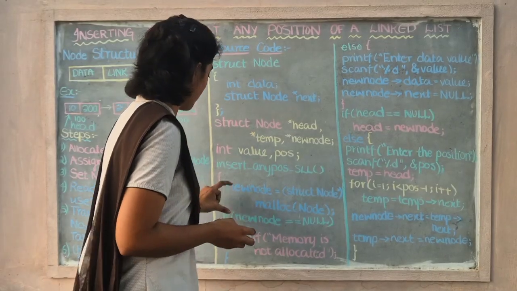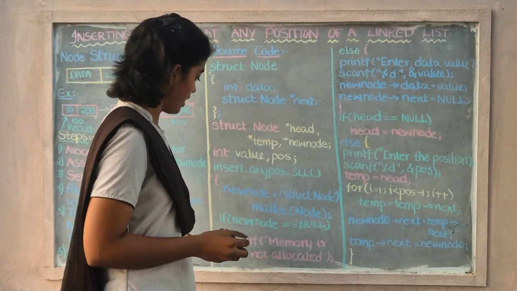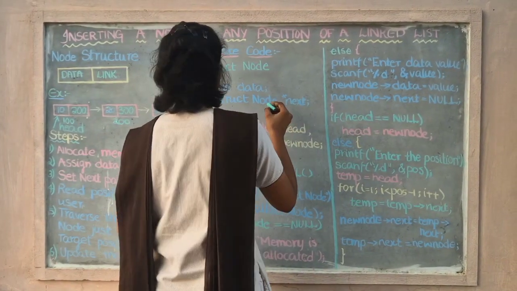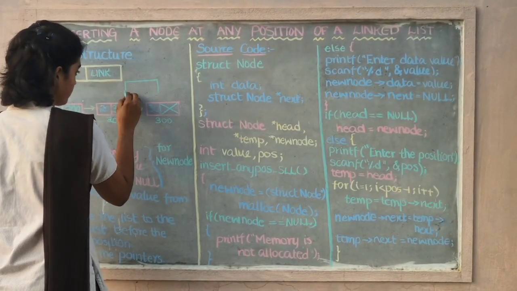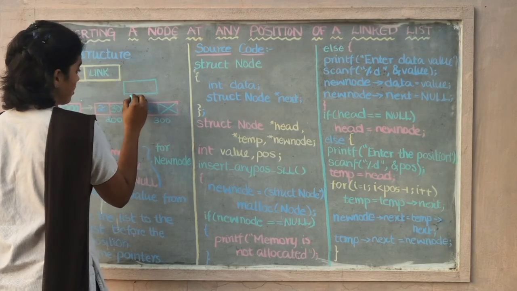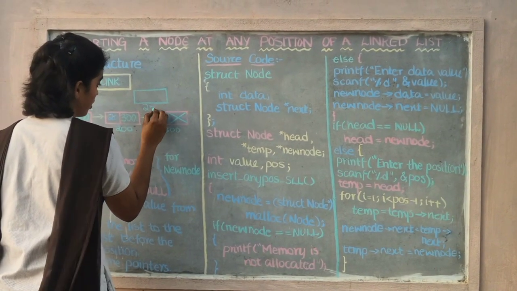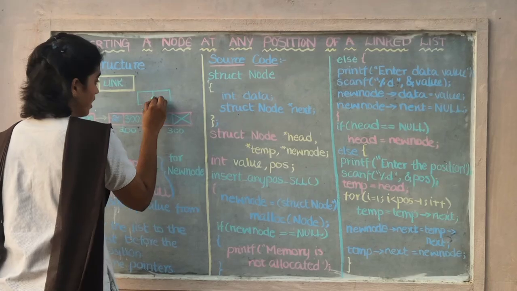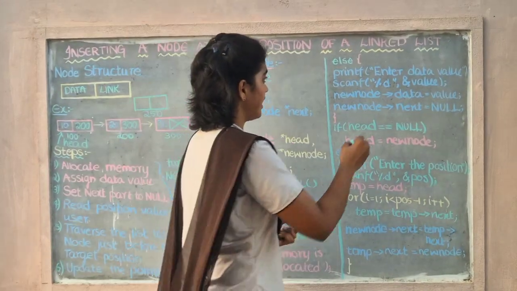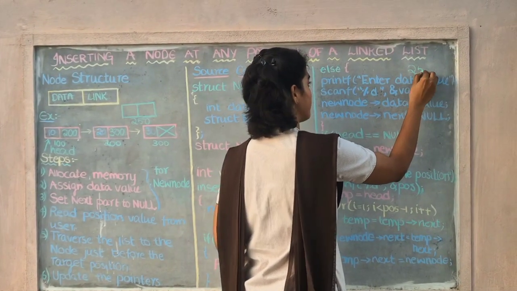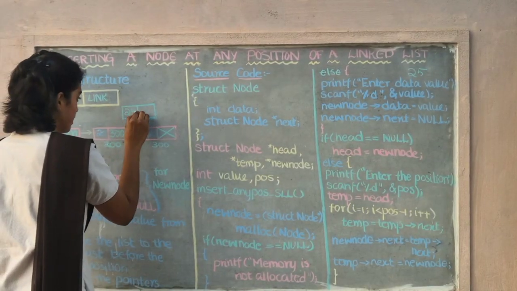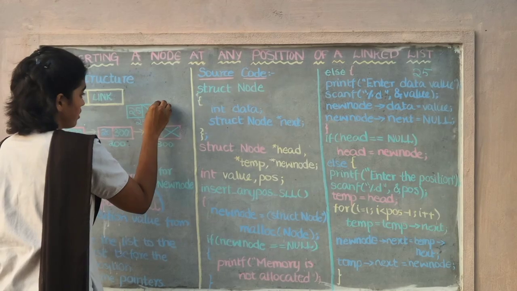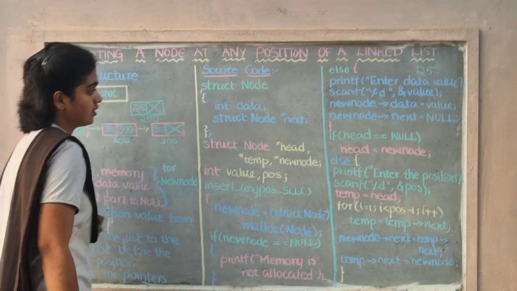For example, here memory is allocated successfully, then a new node is created. I'm assuming that this new node is stored at memory location 250. If I have given the data value as 25, 25 is stored in the data part, and next part is set to null.